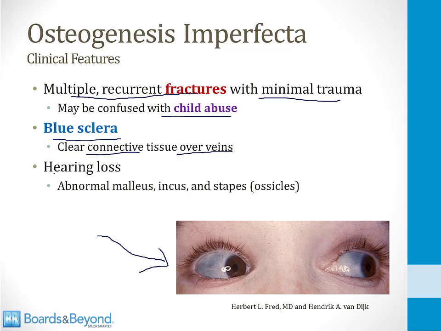In addition, these children often have hearing loss. This is because, remember, there are important bones in the ear, the malleus, the incus, and the stapes. These are called the ossicles, and they are abnormal in osteogenesis imperfecta.